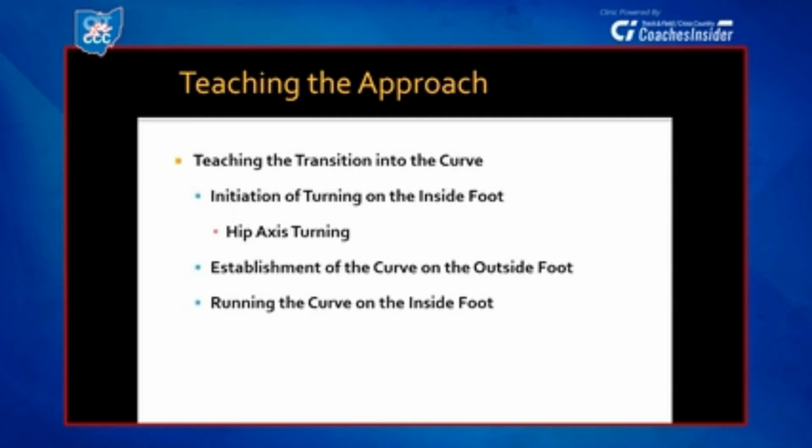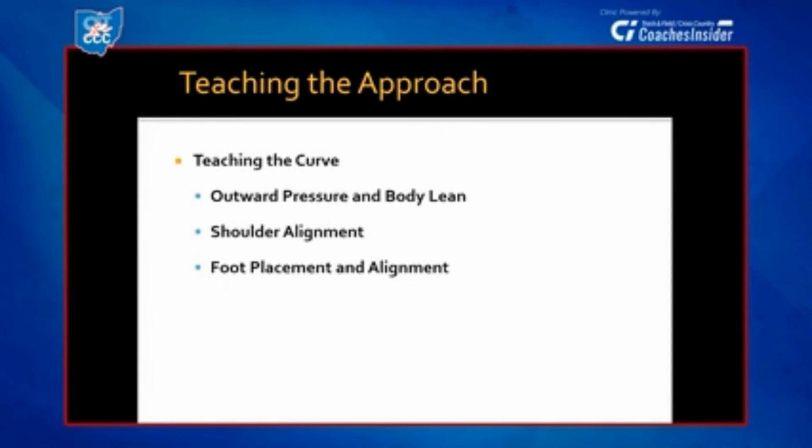and as a result of that, we establish our inner lean, the lean that we want to see a little bit later as we run the curve. So the outside foot establishes the curve, but we actually begin the process 1 step earlier as we turn the hips slightly with the inside foot. And then from that point on, the inside foot holds pressure against the curve. On the curve itself, outward pressure with the feet and body lean are the two most important things. And the alignment of the shoulders and the foot placement on the curve are also very important.